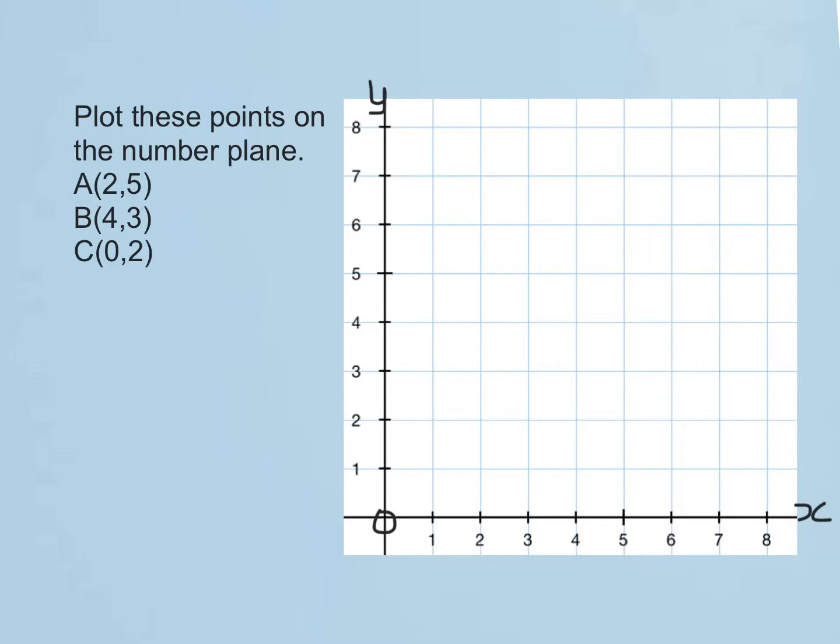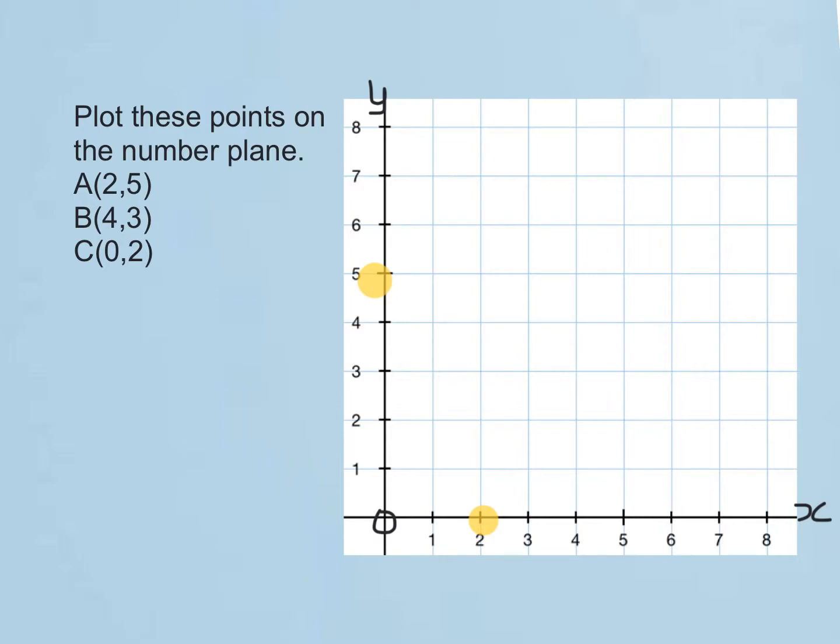Alright, how did we go? Let's look at point A. We need to go to 2 on the x-axis and 5 on the y-axis. So I go to this point over here, 2 on the x-axis, and then I look at where 5 is on the y-axis. This is the y-axis over here. Where's number 5? 5's over there. So I'll put my little dot marker there for the moment.